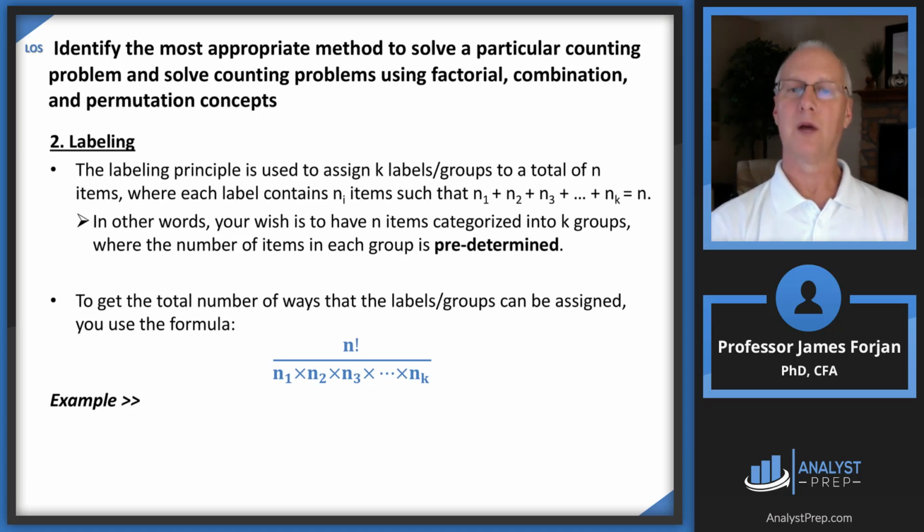The labeling, this is what I was talking about with the different risk classes in that example of the 10 stocks. Labeling is the principle to assign K labels or groups to a total number of items in which each label contains a certain number of items you wish to categorize into K groups. And there's the formula there. You take the n factorial and put that in the numerator, and then you divide by the product of the n's all the way up to k.